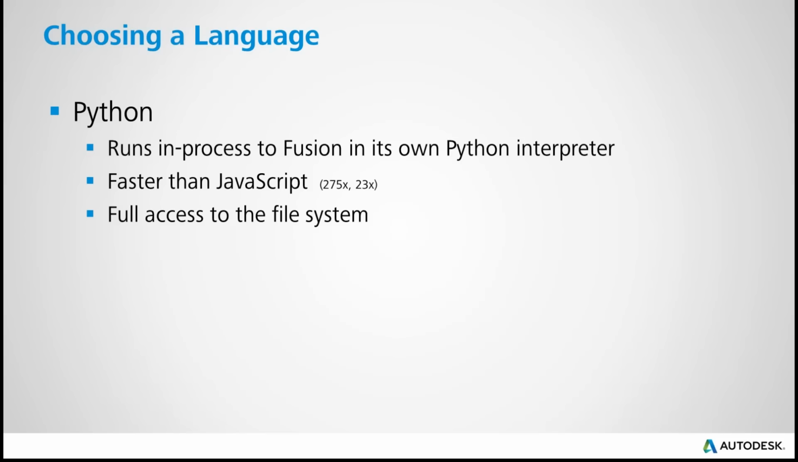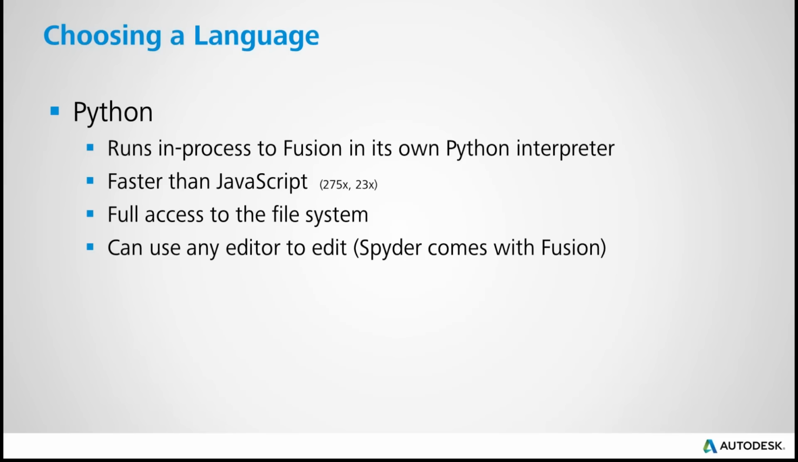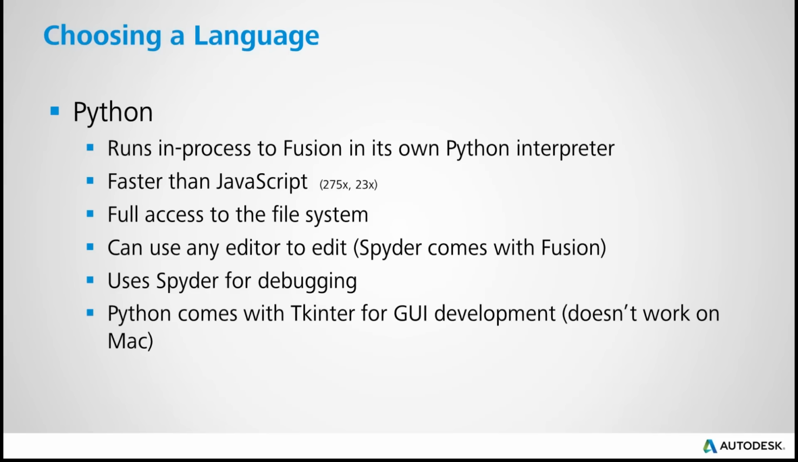But Python has full access to the file system, and you can also use any editor you want to edit, but we deliver an editor with Fusion called Spider. And Spider is also used for debugging. So there's one tool that you can use for both editing and debugging. And Python comes with a library to build dialogues, your own GUI development, called tkinter.